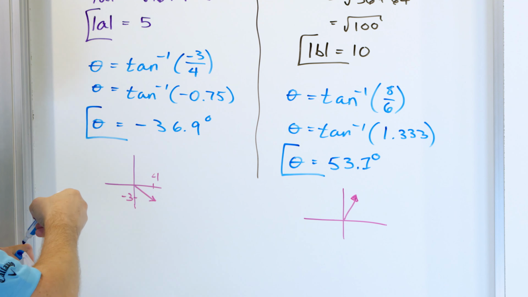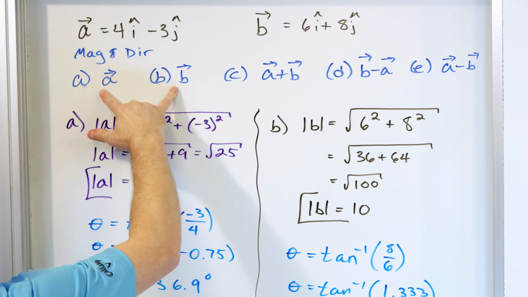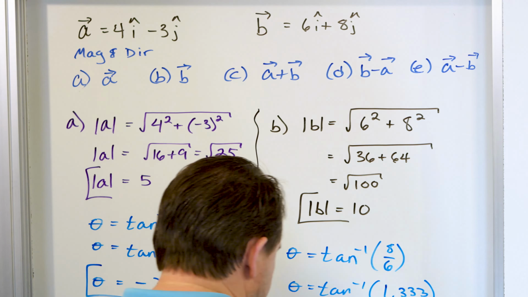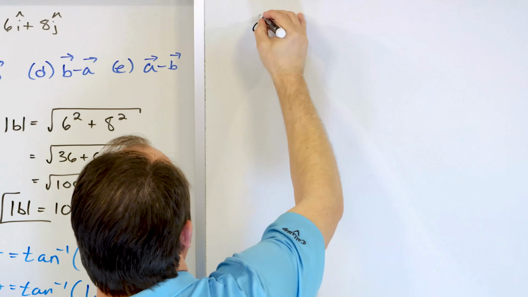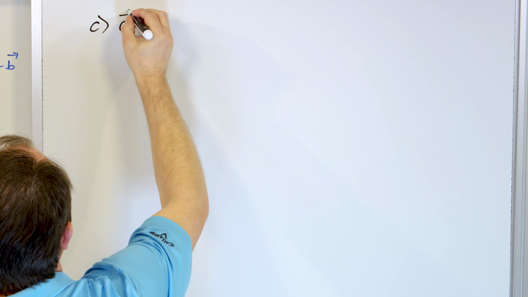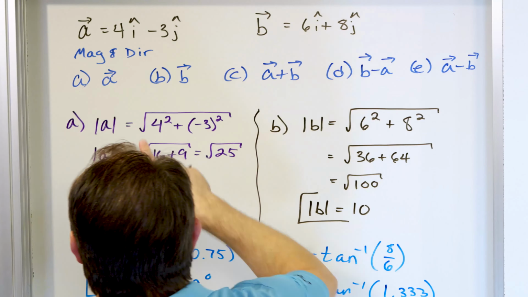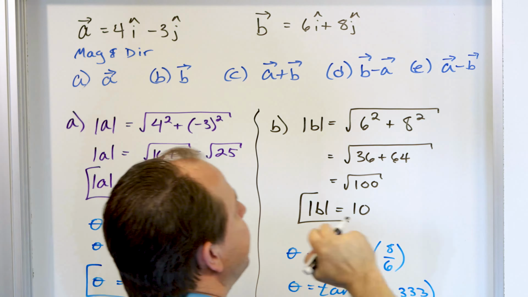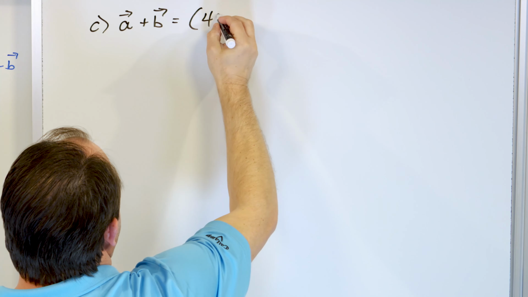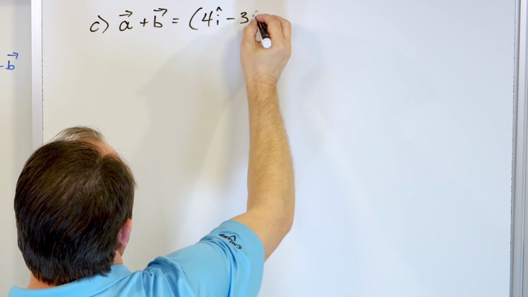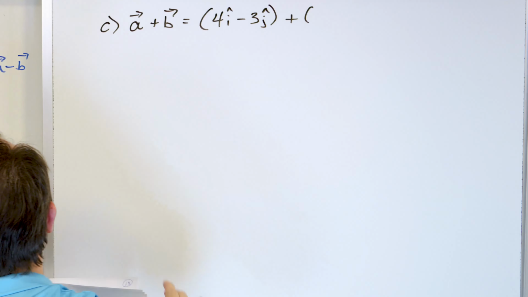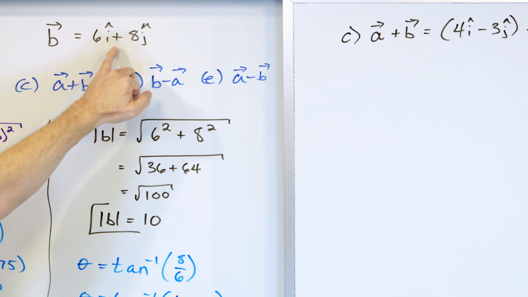All right? So far, we just handled the individual vectors. Now we have to add them together. So for part C, we'll add them together. If we have A vector plus B vector, what do we have? Well, the A vector is 4i minus 3j, so I'm going to put that in parentheses, 4i minus 3j. And I'm going to add to that another vector, which is the B vector, 6i plus 8j.